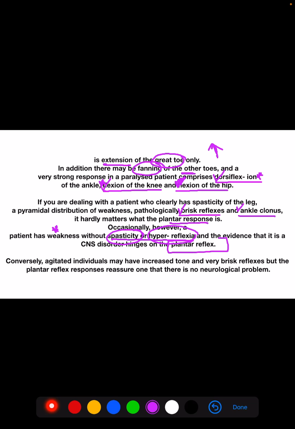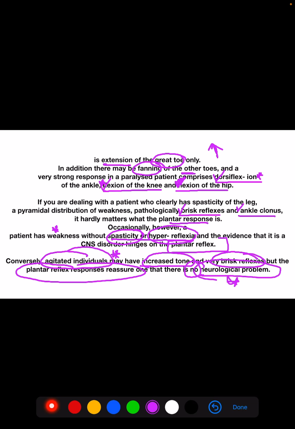And if we take a few agitated individuals, they will have increased tone and brisk reflexes. But if we check the plantar reflex and it is normal, then we can say there is no neurological problem in that agitated individual.